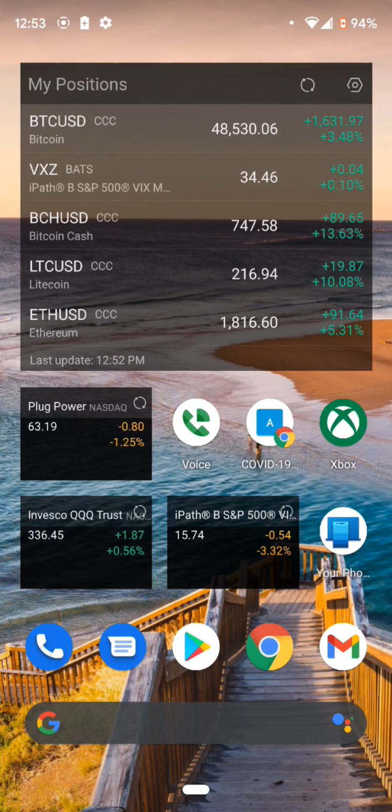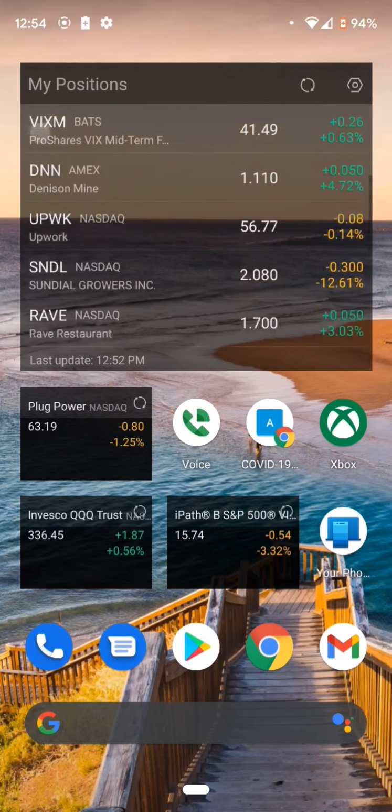I just wanted to take a few minutes and show you how I set up Webull, how to fund it, and how to trade on it. So this is a Pixel 3 XL. These are the widgets that come standard with Webull. These are my positions.